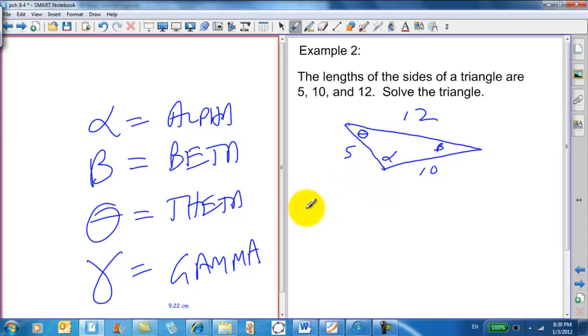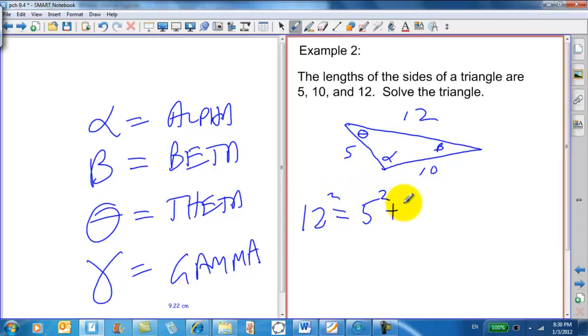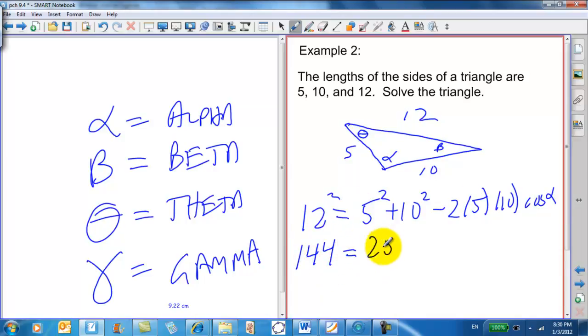A lot of kids just set up this way. They say 12 squared equals 5 squared plus 10 squared minus twice 5 times 10 times the cosine of angle alpha. I'm actually going to go through this because there's a common mistake that happens here. 144 equals 25 plus 100 minus 100 times the cosine of alpha.